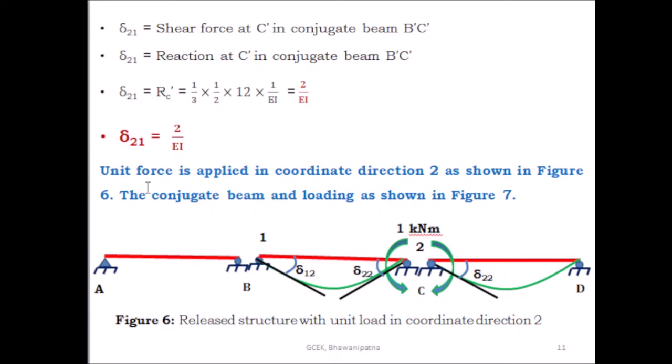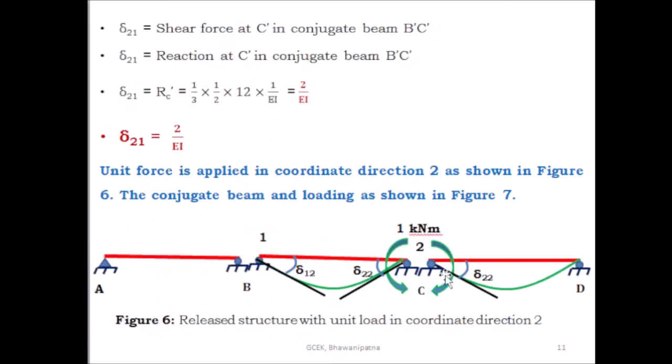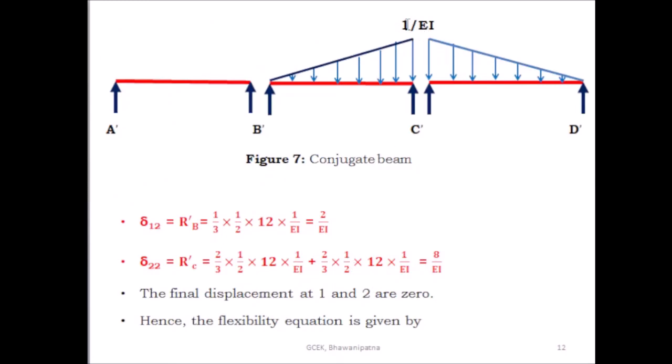Then apply the unit force in coordinate direction 2, as shown in figure 6. This is the unit force in coordinate direction 2. Unit force is the unit moment, and you have to apply it in coordinate direction 2. Similarly, you can draw the bending moment diagram, and the M by EI diagram is the loading for the conjugate beam. So this is the bending moment diagram, because this is the unit moment here. So this side moment 1, this side 0, and this side moment 1, and this side 0, and the moment by EI is the loading for the conjugate beam, 1 by EI.